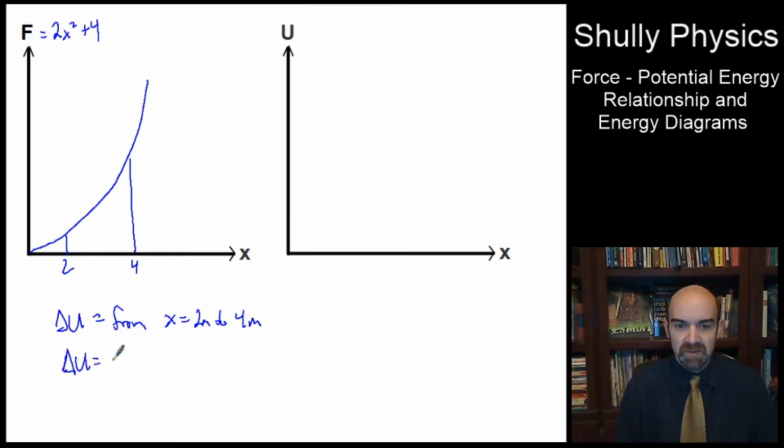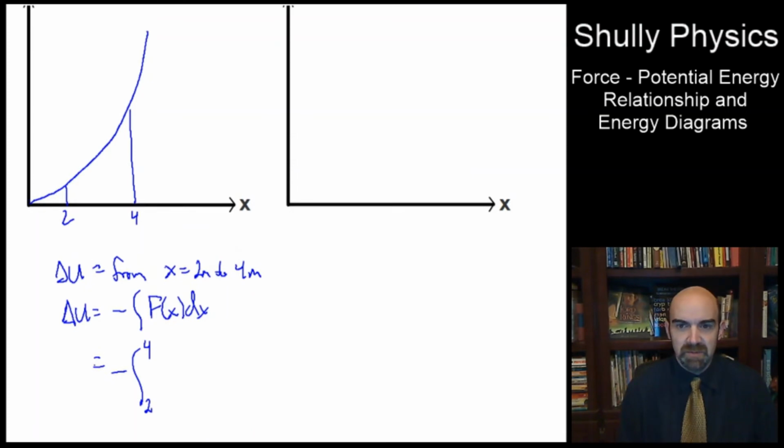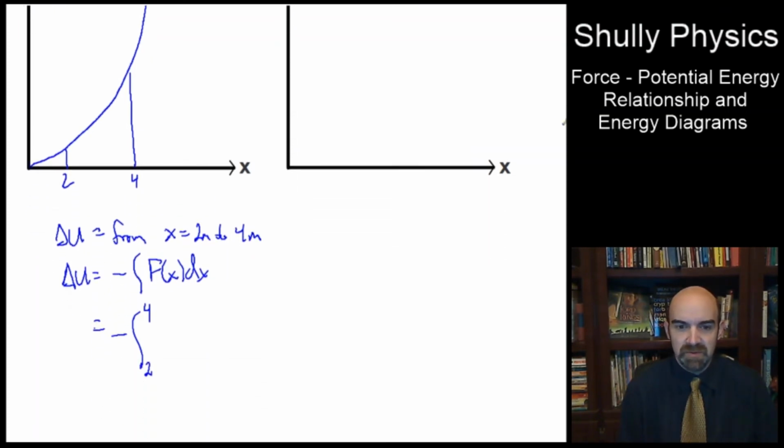Change in U equals negative integral of F of x dx. We're going to plug in our limits, our bounds here, from 2 to 4. And the function we're given up here is 2x squared plus 4.